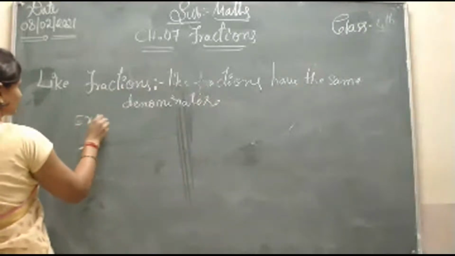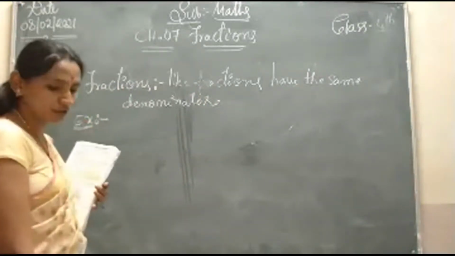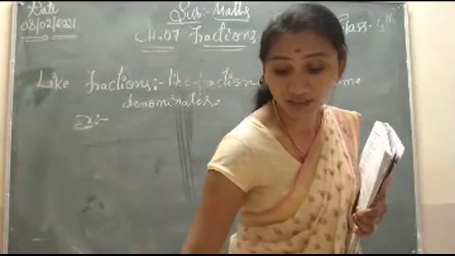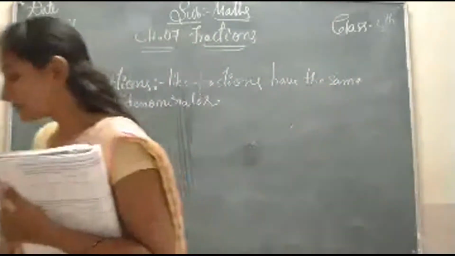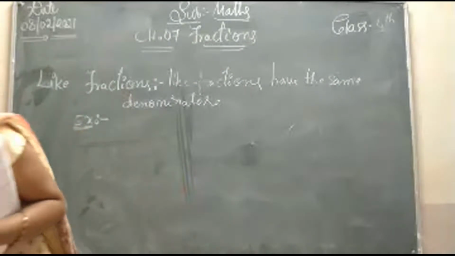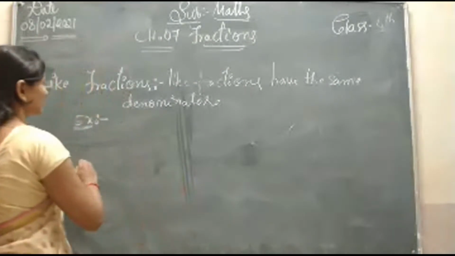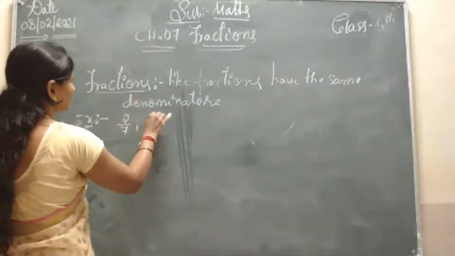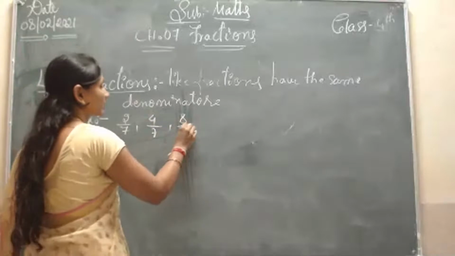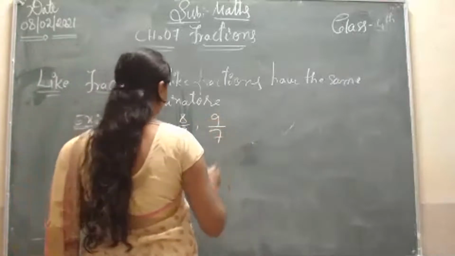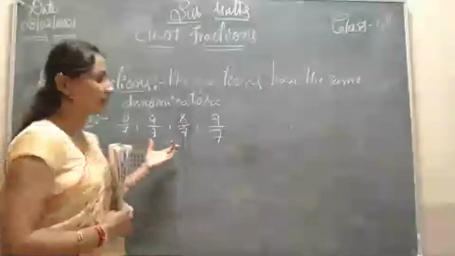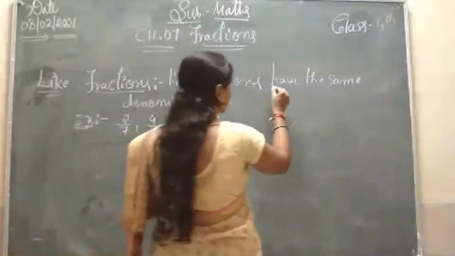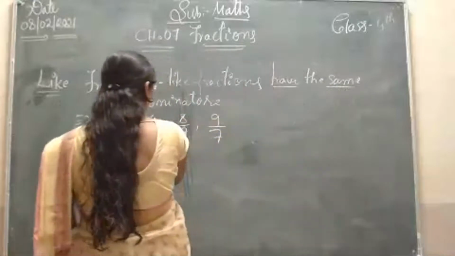Students, what is the definition of like? Like fractions have the same denominator. For example, 2 by 7, 4 by 7, 8 by 7, 9 by 7. Here, students, the denominator is the same number. So this is an example of like fractions. Like fractions have the same denominator.